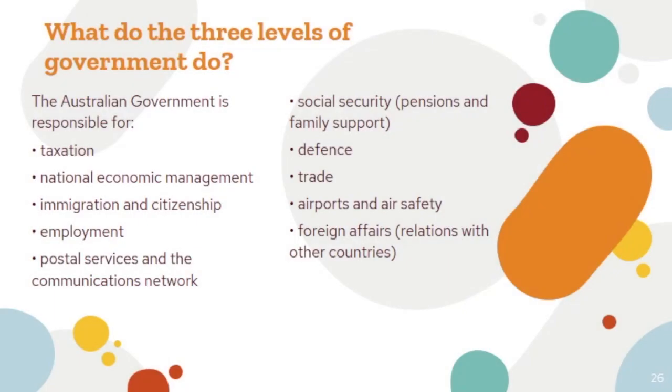The Australian government is responsible for taxation, national economic management, immigration and citizenship, employment, postal services and the communications network, social security, pensions and family support, defence, trade, airports and air safety, foreign affairs, and relations with other countries.